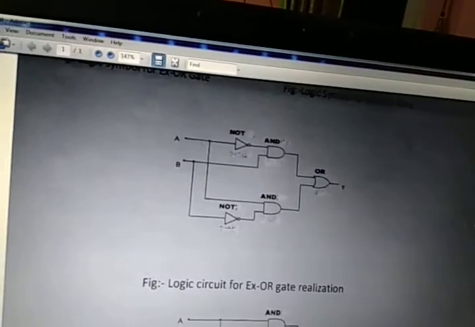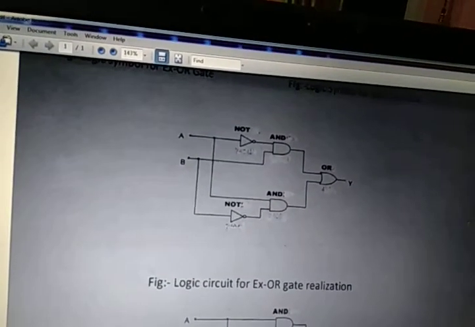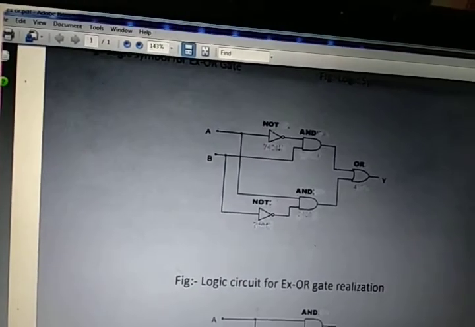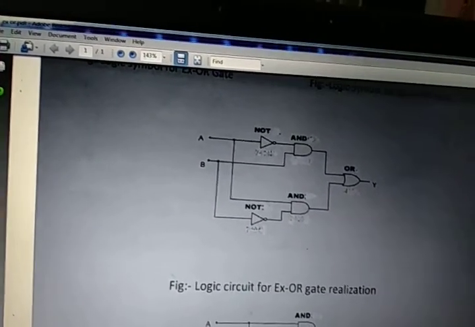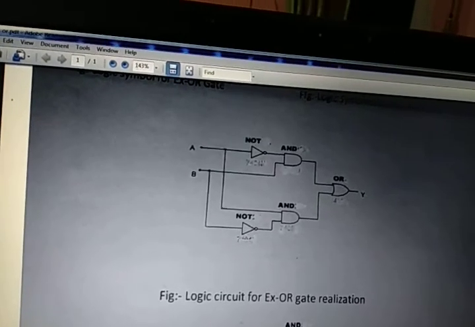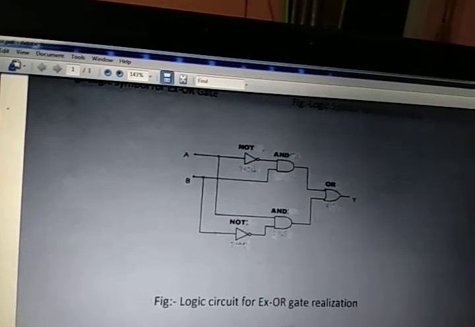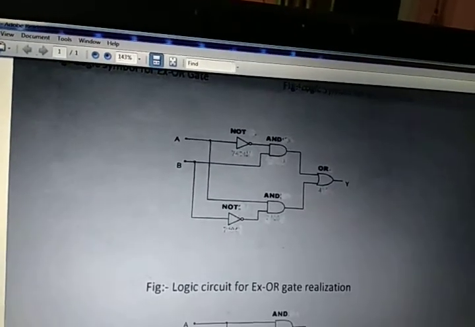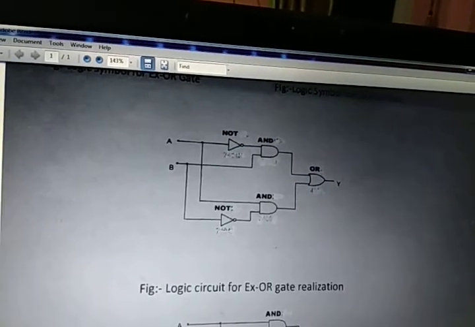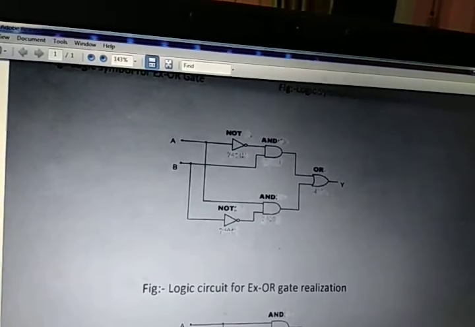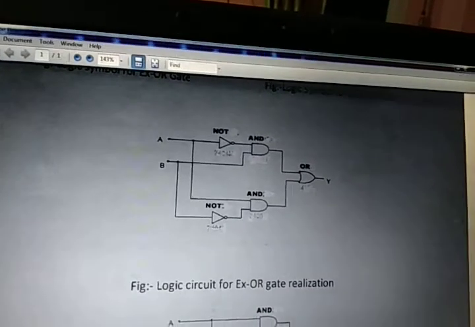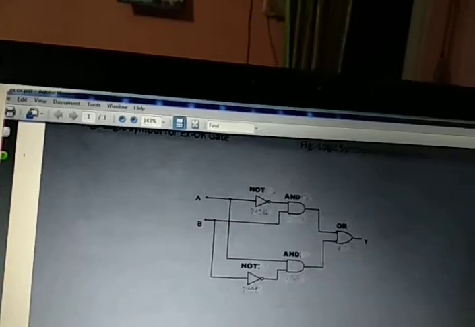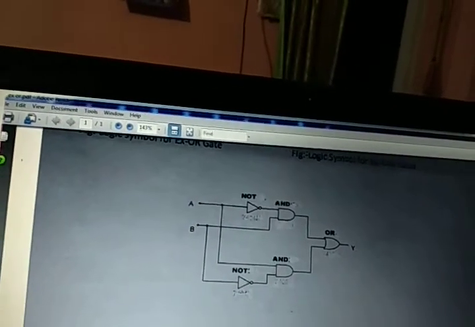For this we need one NOT gate. The first input we give to the NOT gate, then that output is given to the AND gate, and B, the second input, is also given to the AND gate. Next, there is another AND gate, the second AND gate. Here also two inputs are given: the first input is given directly and the second input is given with an opposition, that is, by passing it through a NOT gate, and then given to the AND gate.